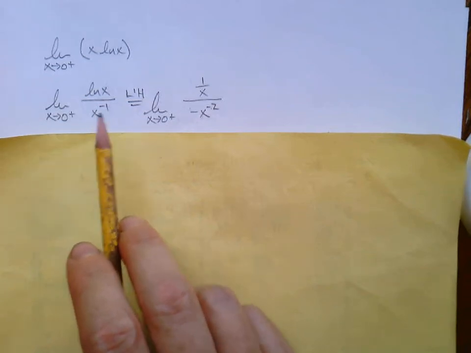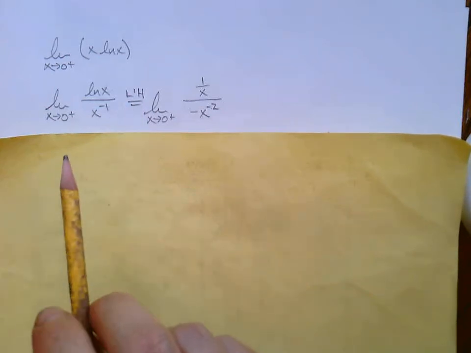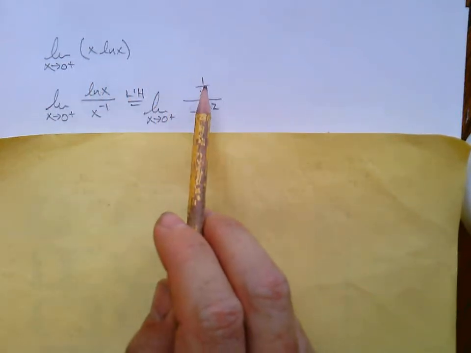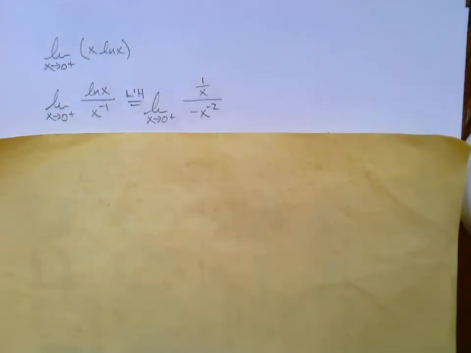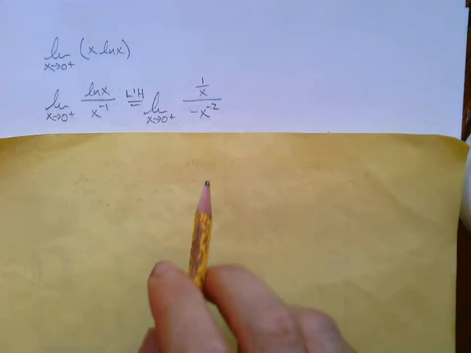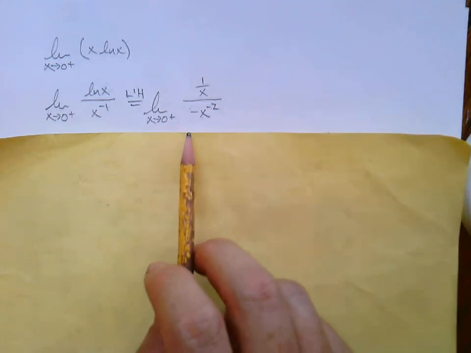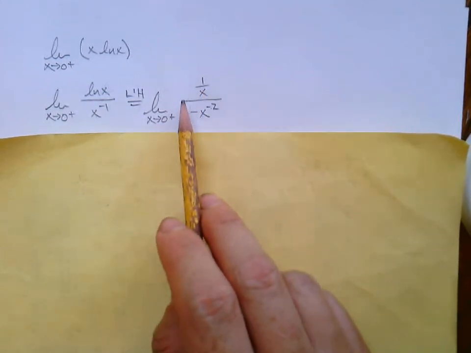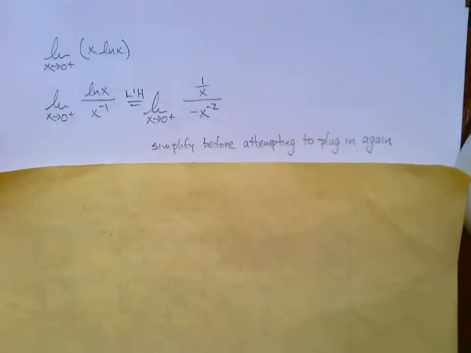But now that we have a ratio, we can perform L'Hopital's rule. So we put the L'H over the equal sign, and we think, okay, natural log x derivative, 1 over x. x to the -1 derivative, negative x to the -2. Okay, now we're going to end up plugging in the 0 again, but we don't want to do it as it looks here. We want to simplify this before. I think I wrote that here. Yeah, simplify before attempting to plug in a second time.